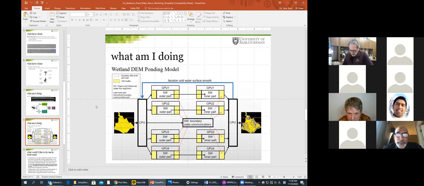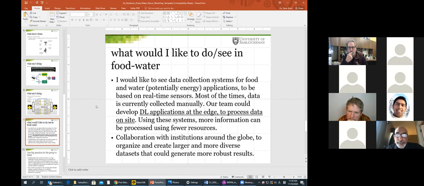Water project, we are working on the WDPM model. Basically, this one is developed using only one CPU, and we try to see how much performance improvement we can get using GPU and multiple GPUs. And preliminary results show obviously good performance improvement. The next step is to implement this into FPGA, which is the hardware platform. What I'd like to see in food water is deep learning application at the edge side so that we can process data on site in real time. And by doing so, more information can be processed using fewer resources.